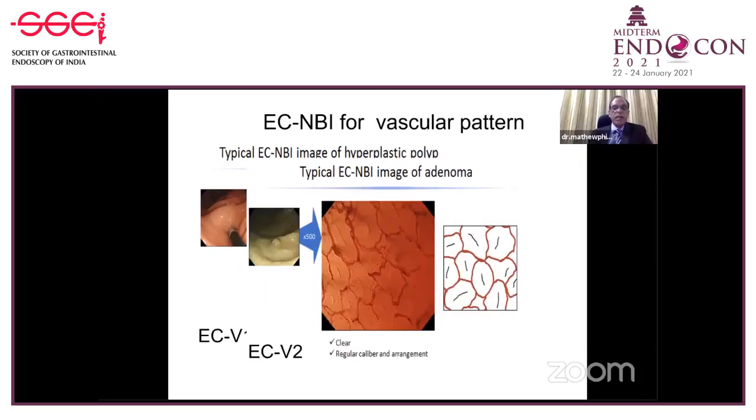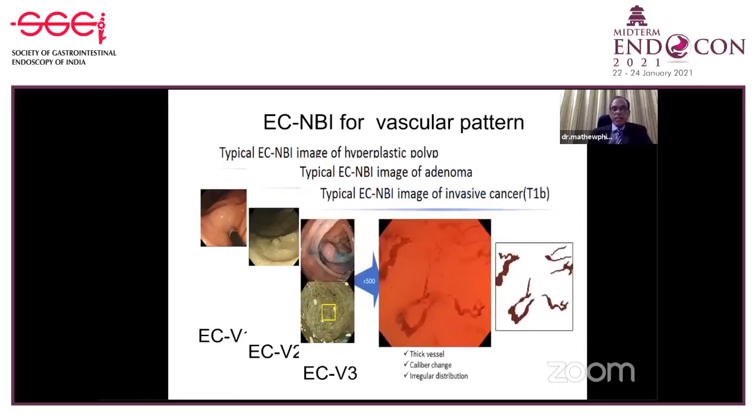And this is an ECV2, that is of adenoma. You can see a lot of vessels there, and it is regular, and the crypts are regular. So you see it's adenoma rather than a malignant neoplasm. Next. And here the dilated thick vessels, the caliber has changed, and there is irregular distribution. That is why we say this is probably cancer and probably invasive cancer.